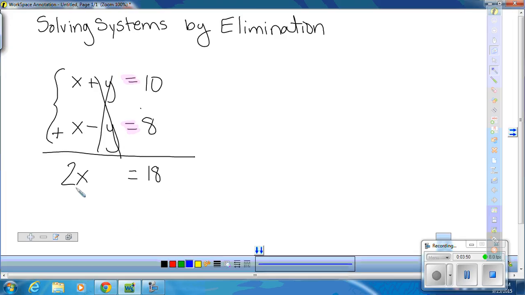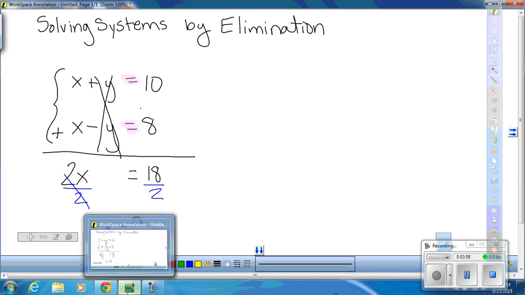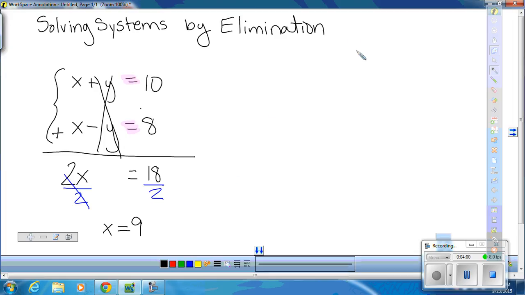All I need to do now to solve for x is to divide both sides by 2. And I actually end up with x equal to 9. Now, if you remember, the solution to a system of equations is a point. So this gives me 9, however, I am missing the y value of my point. So I do need to take this value back up to the original problem and plug it in for x. So 9 plus y is equal to 10.